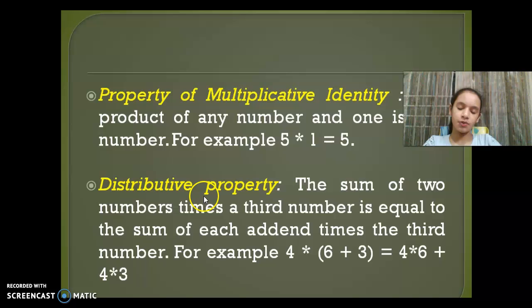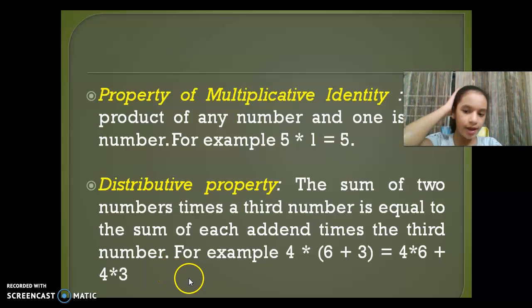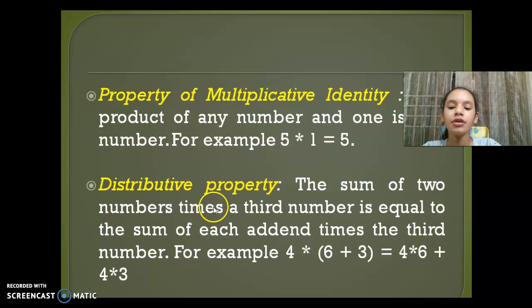Next is distributive property. The sum of two numbers times the third number is equal to the sum of each addend times the third number, for example, 4 into 6 plus 3 or 6 into 3 or 4 into 6 or 4 into 3. It means that if there are three numbers a, b and c, a into b plus c or a into b plus a into c is equal.